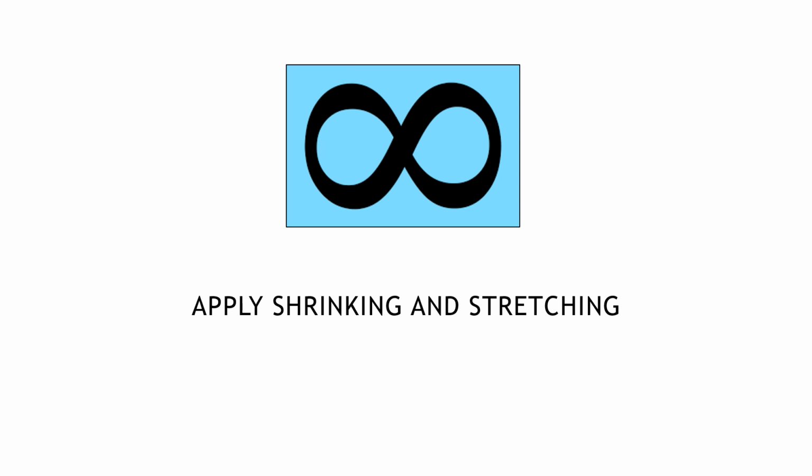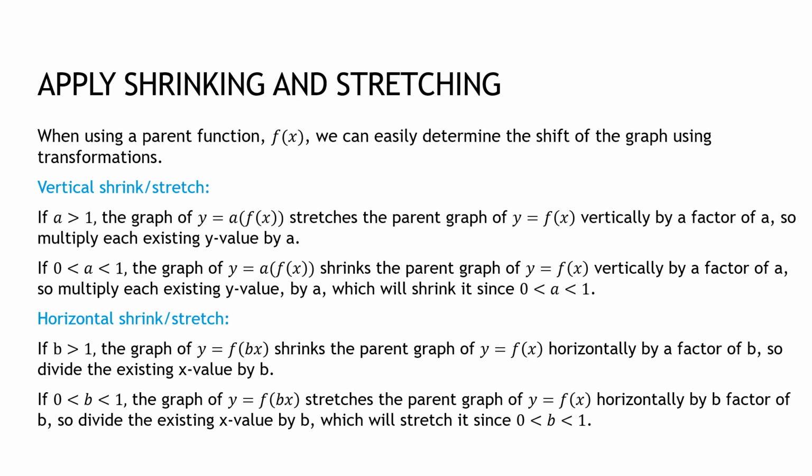Now let's take a look at the transformations of shrinking and stretching, which are probably the hardest of all of the transformations. So the hardest thing, I think, to kind of wrap your mind around is the difference between a vertical shrink and stretch and a horizontal shrink and stretch.